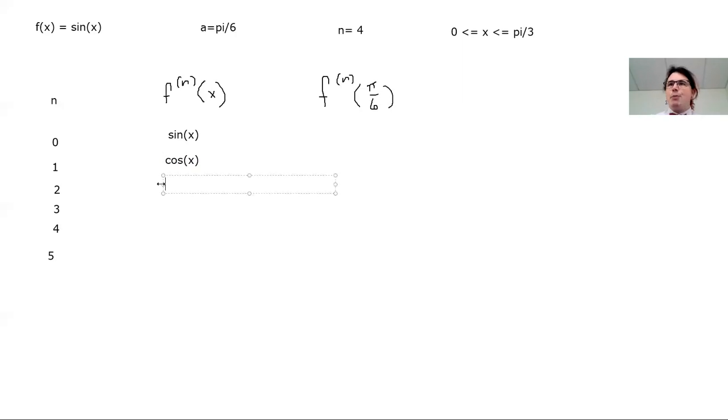I'm going to keep filling up this table. The second derivative will be just the derivative of the cosine function, the derivative of the first derivative, and that's going to be minus sine of x. Next, for n equals 3, I'll have the third derivative of the sine function, which is minus the cosine function. And for the fourth derivative, I'll have positive sine of x.